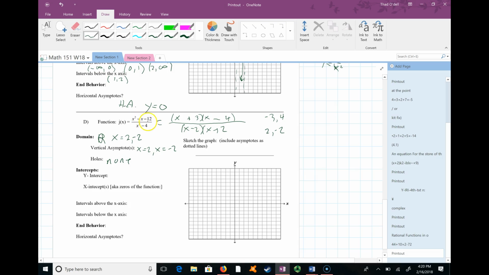Y-intercept, we just plug in 0 for x, and we get -12 divided by -4 is 3. So that would be 0, 3. X-intercepts are these roots on top. So that would be 3, 0, and 4, 0. And let's put some of the stuff in. So 0, 3 would be right there. 3 would be like 1, 2, 3. Positive 4 would be 1, 2, 3, 4. The asymptotes are here at -2 and positive 2.